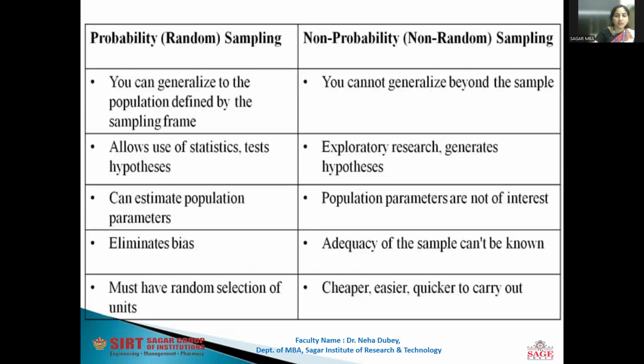Here are some significant differences between probability and non-probability sampling. You can easily understand. In probability, you can generalize to the population defined by the sampling frame. In non-probability, you cannot generalize beyond the sample. Probability allows the use of statistical tests of hypotheses, while non-probability exploratory research generates hypotheses. You can estimate the population parameter in probability, while population parameters are not of interest in non-probability. Probability eliminates biases. In non-probability, the adequacy of a sample can't be known, whereas probability must have a random selection of units. And non-probability is cheaper, easier, and quicker to carry out.